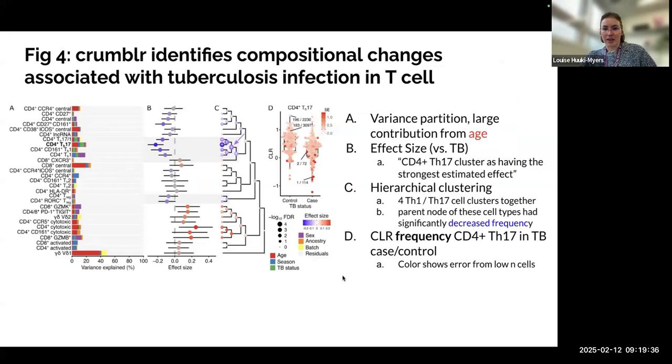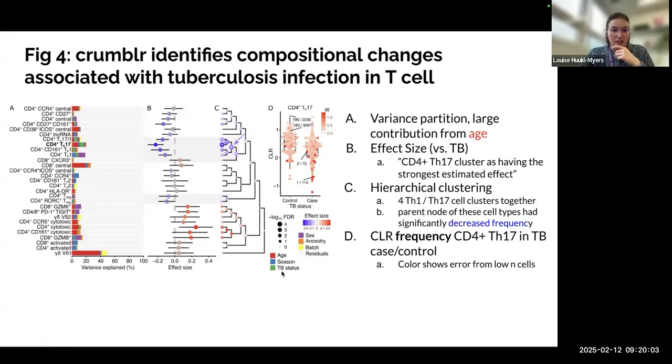So yeah, another similar one. Here we're testing for composition changes with tuberculosis in T cells. Again, A is the variance partition, showing what is contributing to the differences. Here we're evaluating more metrics. We see a large contribution from red in a lot of these, so age is a very high contributing factor.